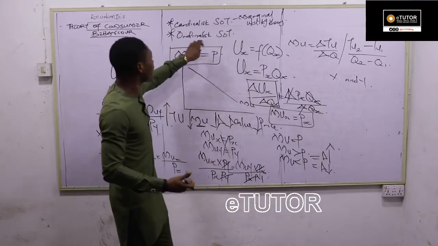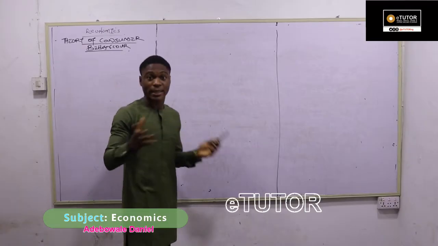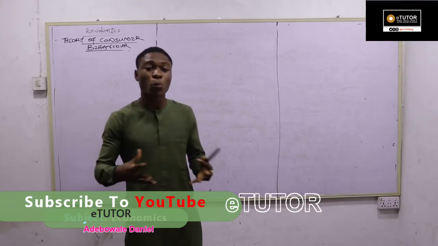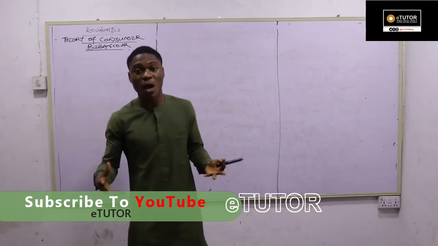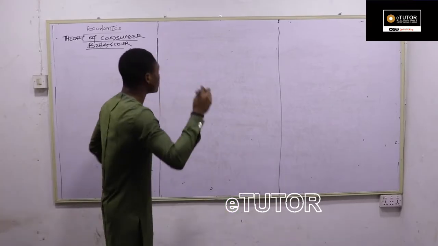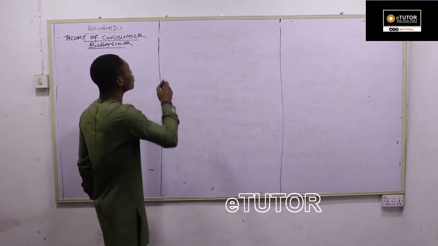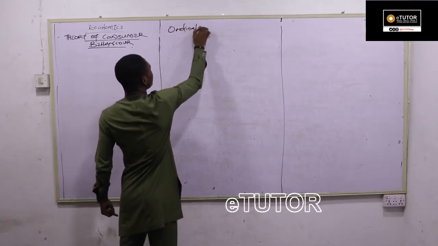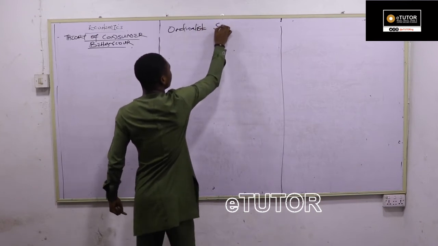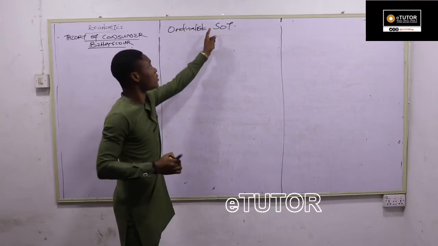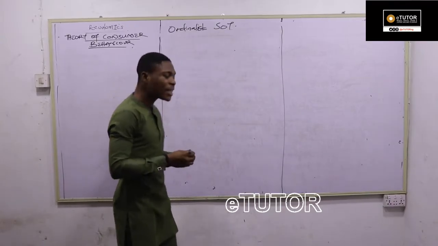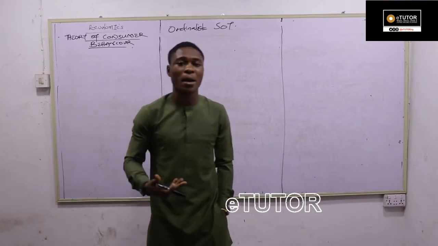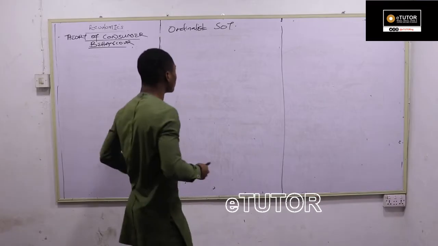Let's quickly move further to the second school of thought. Now we are done with the cardinalists. They are also called the marginal utility theory. And I said it was discovered in the 20th century by some group of classical economists such as Alfred Marshall, William Stanley, and so on and so forth. So the second school of thought we are going to be looking at is known as the ordinalist schools of thought, or SOT for short. Now, you see these ordinalist schools of thought, it was introduced, or let me just say pioneered, by a Russian economist known as Igor Slutsky.